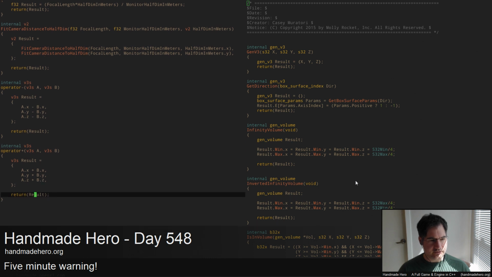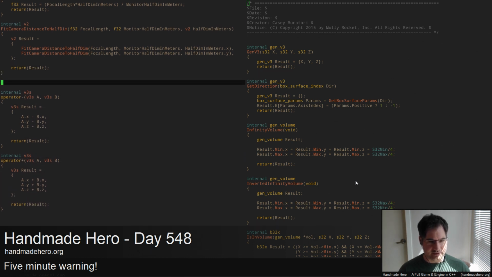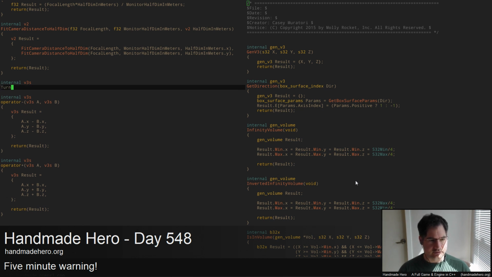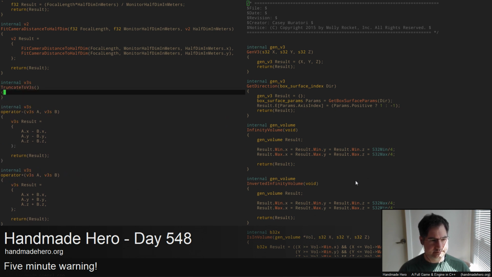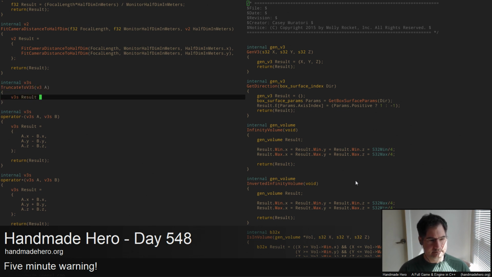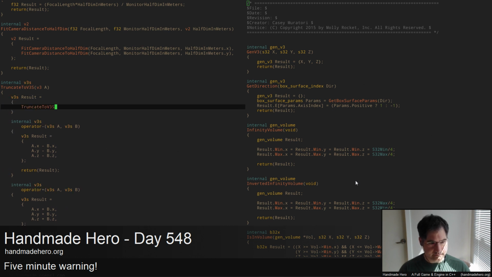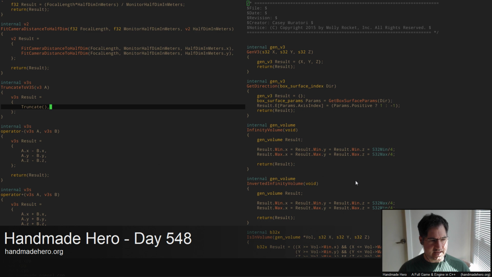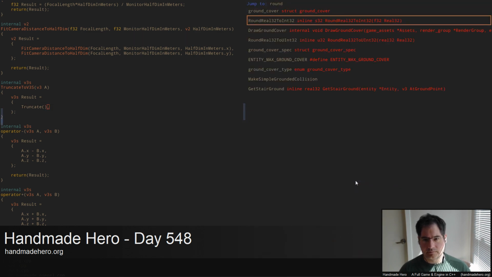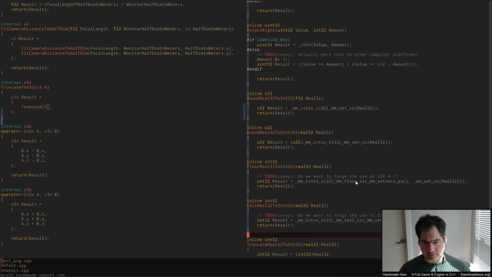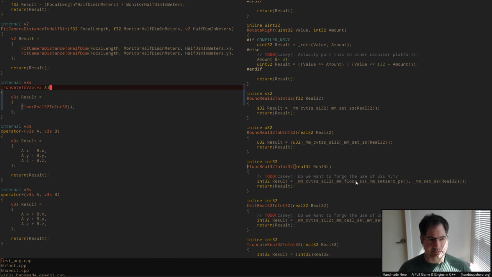So we'll start with those, and then really mostly what we need is just ways of converting these things. Mostly what I need is a truncate to v3s for v3. And I thought we had a truncate. So you know what? Floor is fine. Floor is totally what I want anyway, effectively. So I'm fine with that.